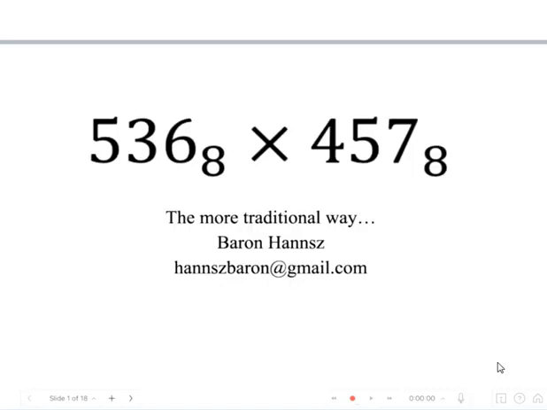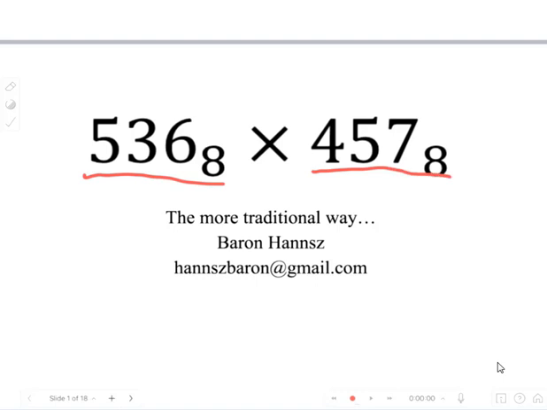But a lot of people don't appreciate that because a lot of people haven't tried even multiplying two numbers in a base other than 10 before. So I thought it would be helpful to give a little perspective and show the traditional approach. So what we looked at in the last video was 536 base 8 times 457 base 8.